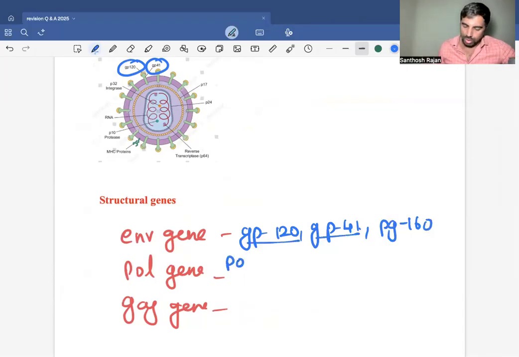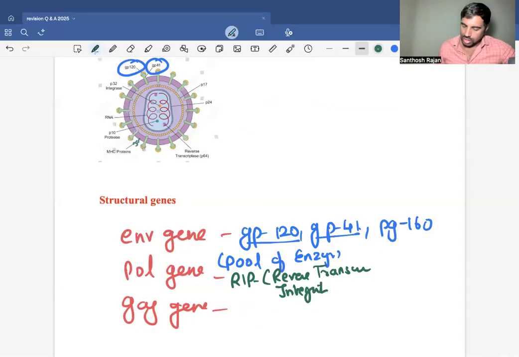Pol is always, I told you, remember, a pool of enzymes. And what are the enzymes? Whenever someone gets HIV, the patient will be RIP, RIP. That is reverse transcriptase, integrase, and protease.